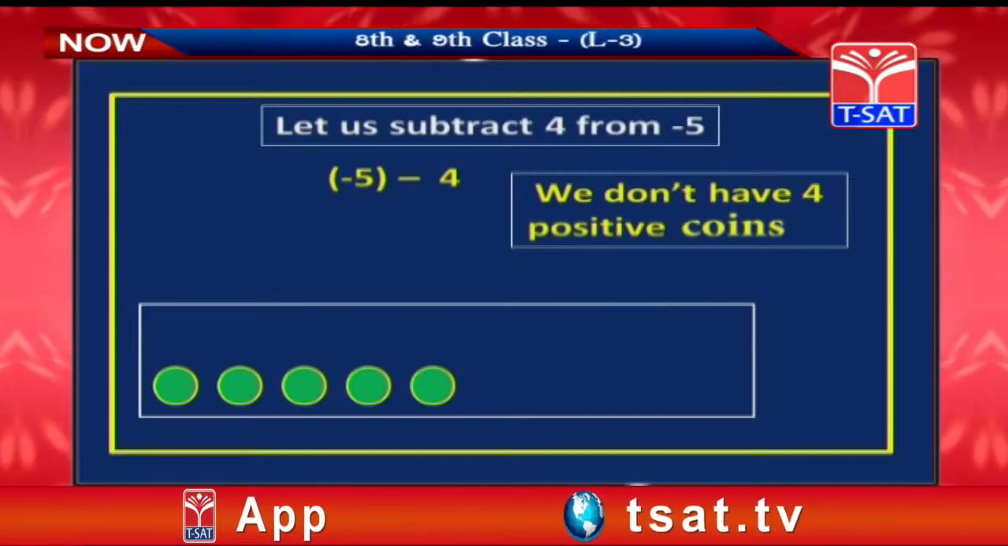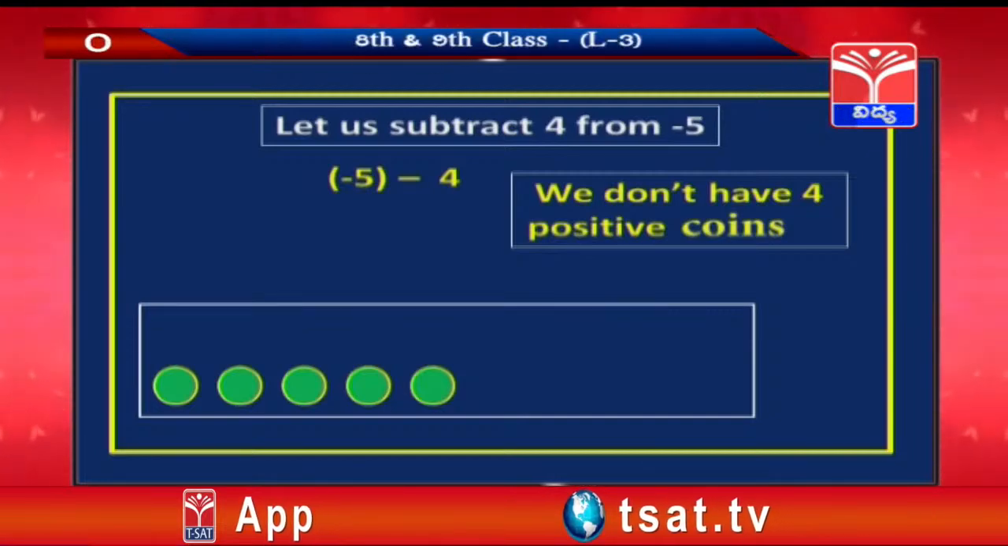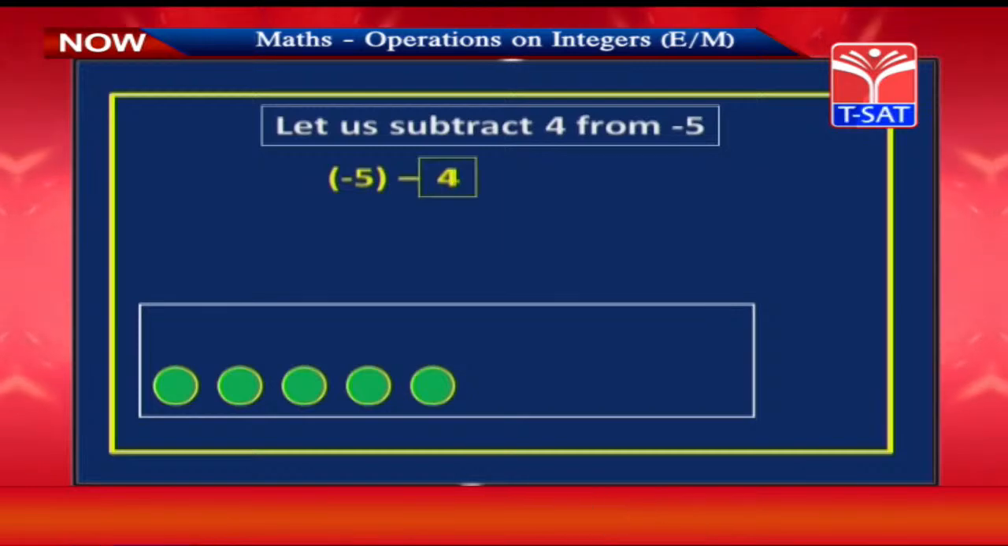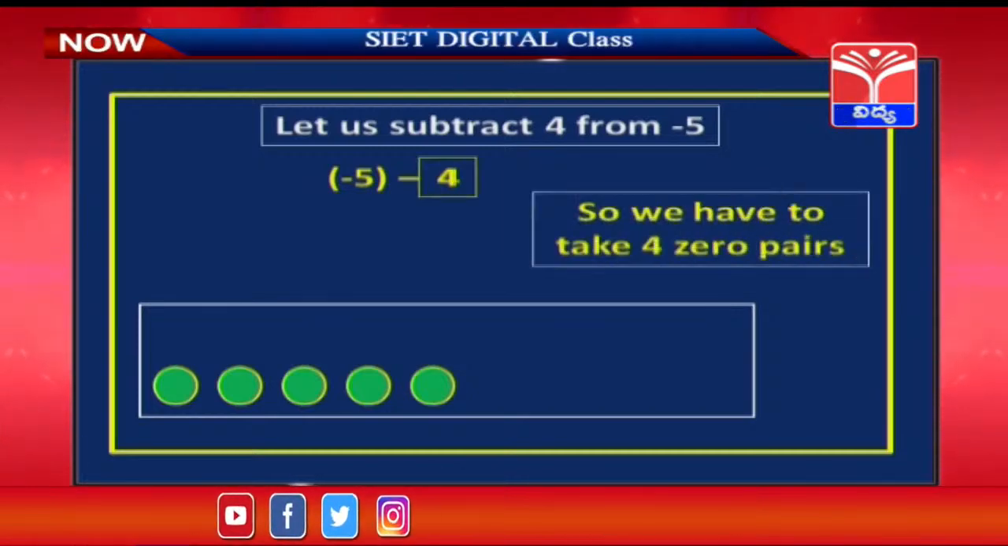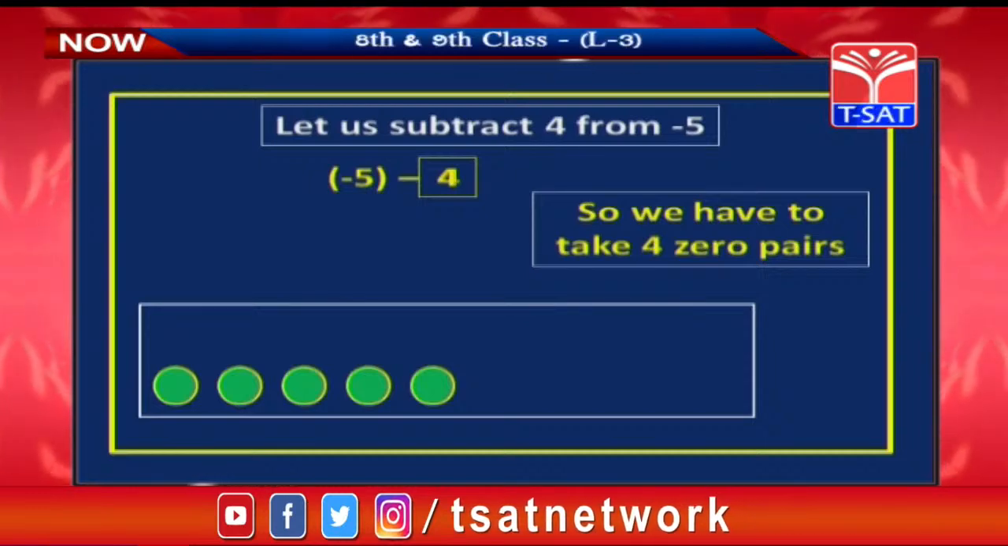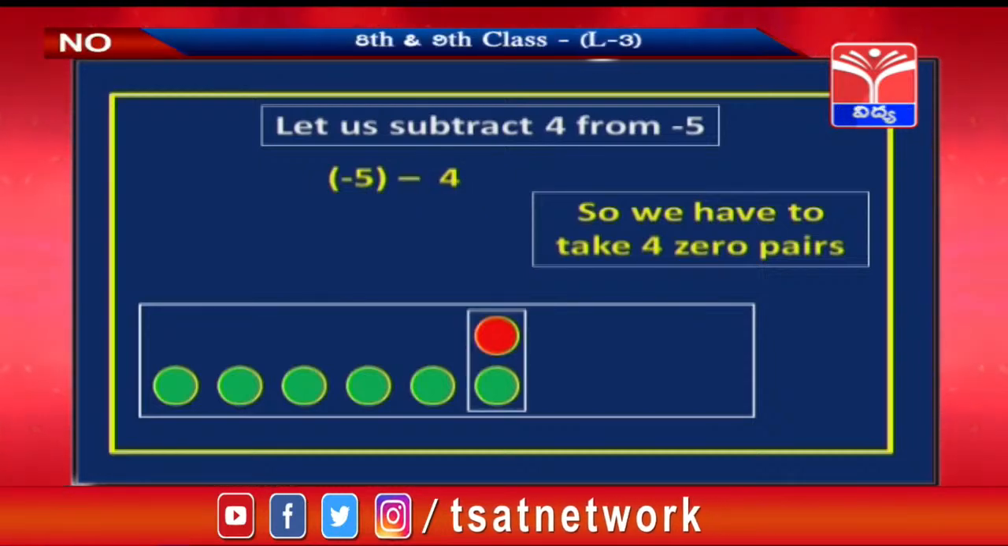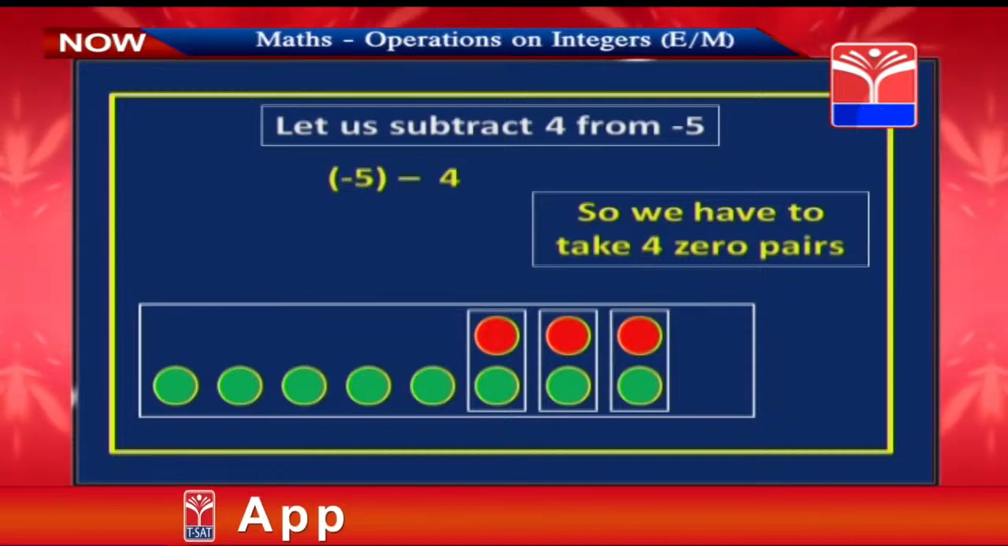So, what do we take, children? Just like in the previous case? Yes, we are going to take 4 what? Zero pairs, because we are subtracting 4, we are taking 4 zero pairs. So, let us take 4 zero pairs, children. So, 1, 2, 3 and 4.